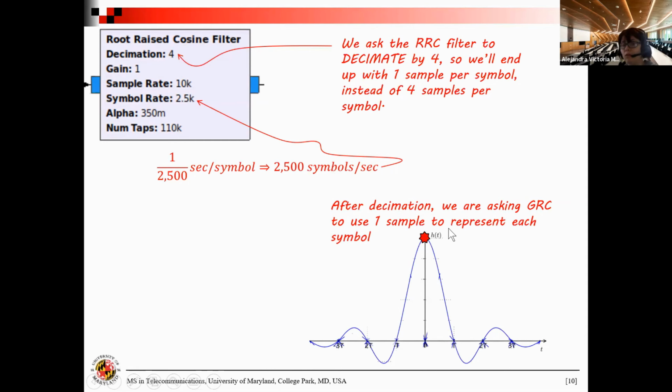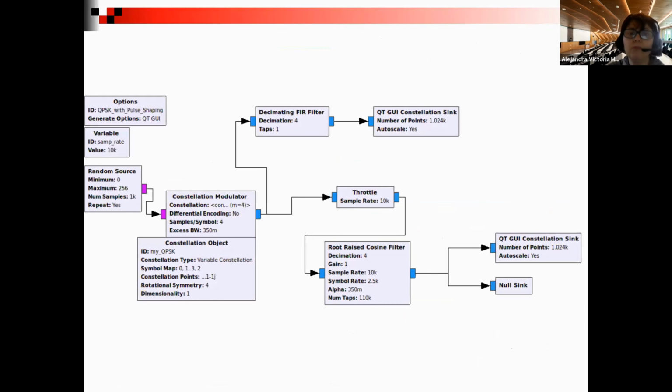After decimation, we are asking GRC to throw away 3 of the samples and keep 1 of the samples. And you might well ask, how does GRC know to choose the best sample? Why doesn't it choose one of these? That's a very good question. As a matter of fact, the GRC block has a mechanism to choose the optimum sample. But in a later lab, we're going to see what happens when you choose a different sample, not the optimum sample. But that's not going to happen today. Today, we're just going to leave the GRC block to its devices to choose the optimum sample. So each symbol now will be represented by 1 sample.